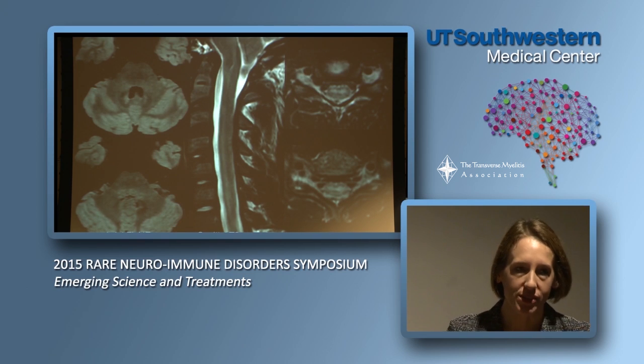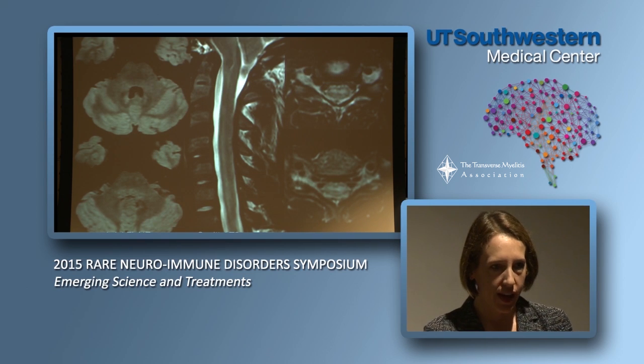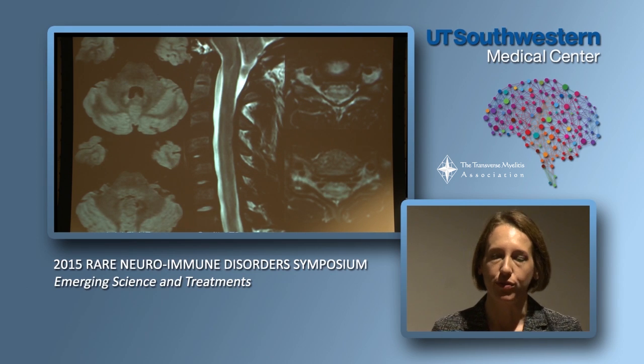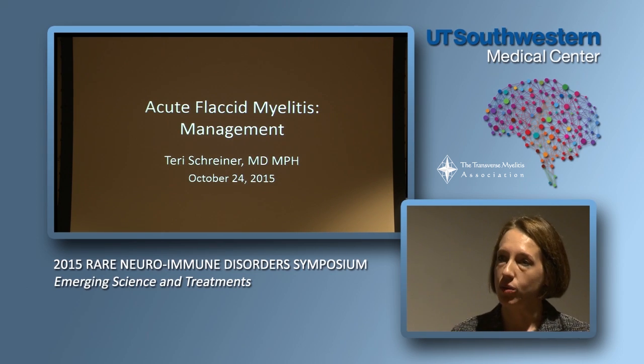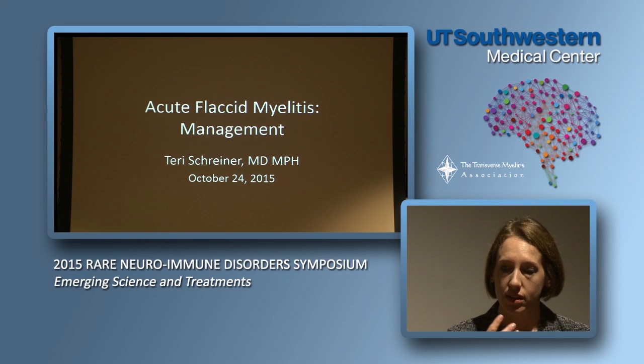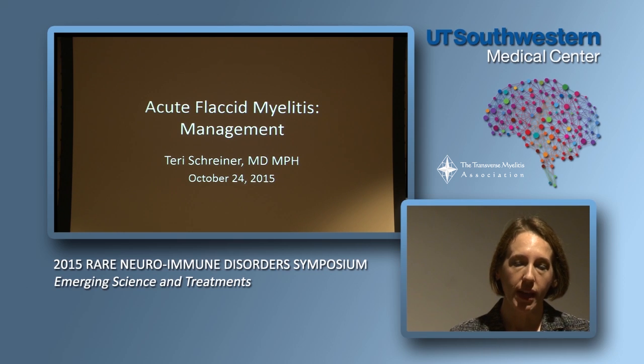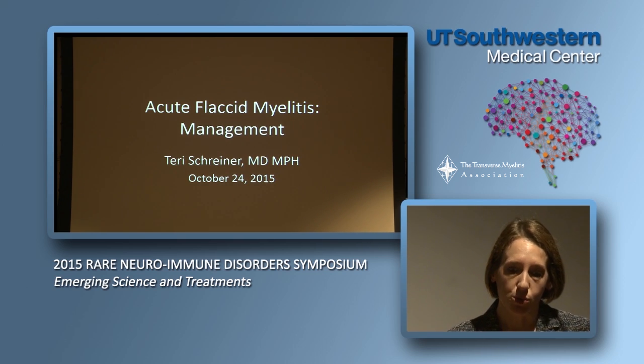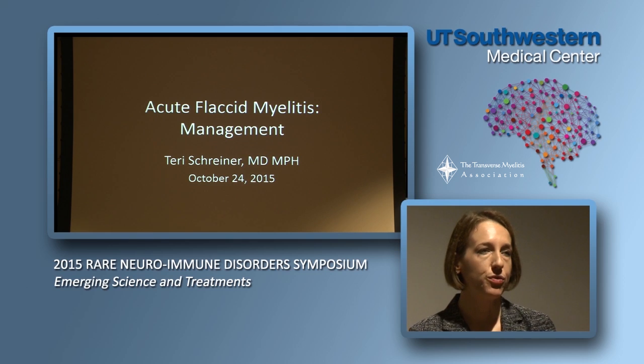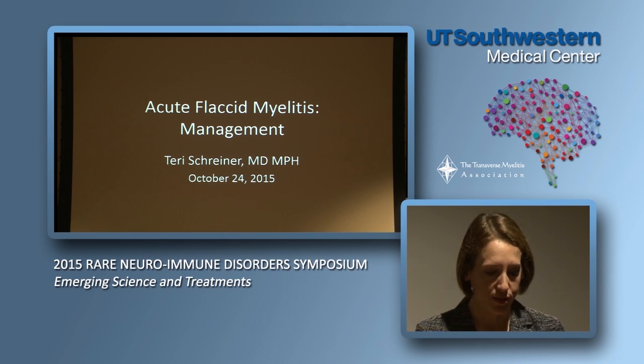So he presented, he had this particular type of weakness, this floppy weakness. He had an MRI with very distinctive findings, and he had weakness not only in his body, but of his muscles, the muscles of swallowing. And he is one of 12 patients that presented with very similar findings last fall.